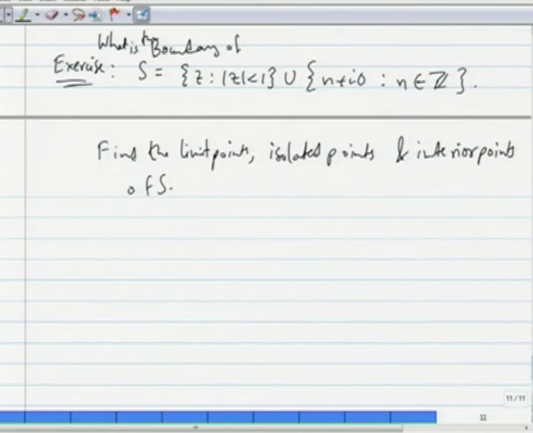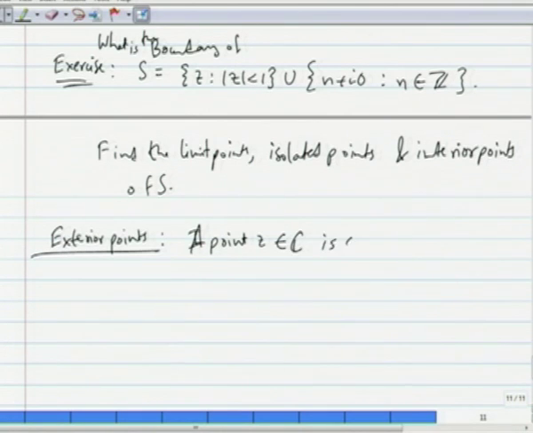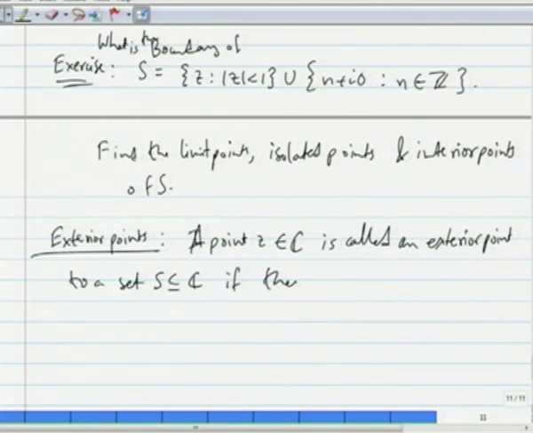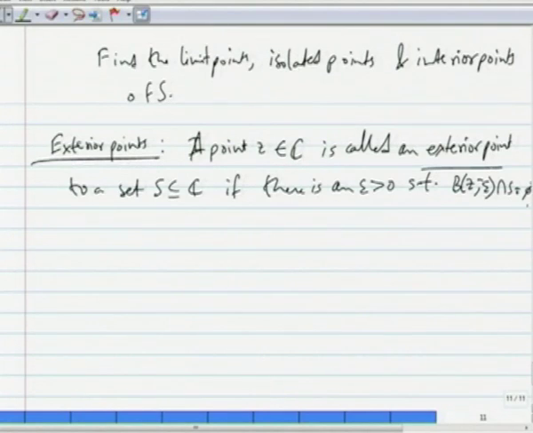So, we have seen limit points, isolated points, interior points, boundary points. There is also a notion of exterior points. These are points which lie completely outside the set in the following sense. A point Z belonging to C is called an exterior point to a set S contained in C if there is an epsilon positive such that B(Z, epsilon) intersection S is empty. So, there is a ball around the point Z which is completely off the set S. In that event, you call Z an exterior point of the set S.